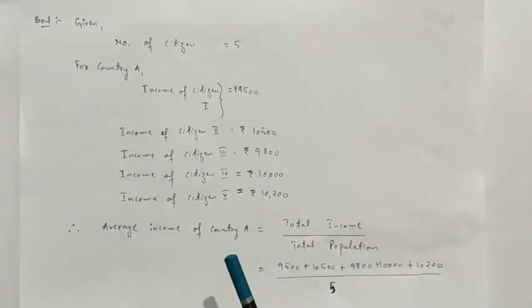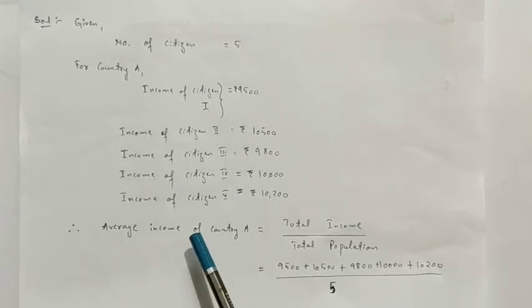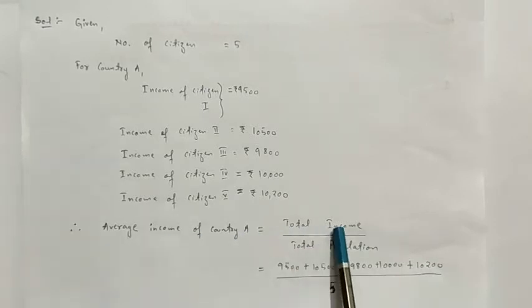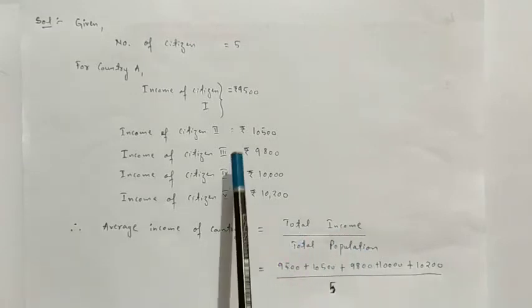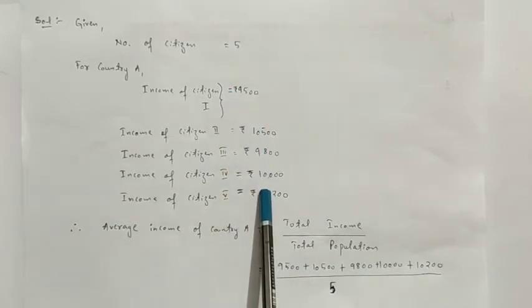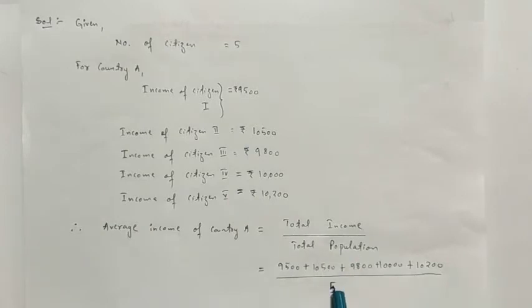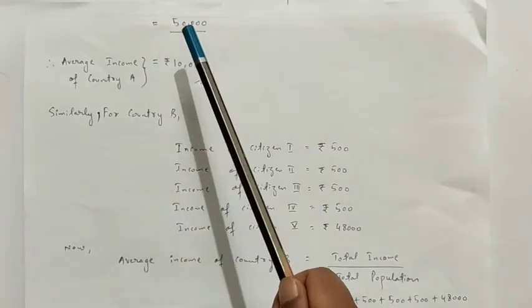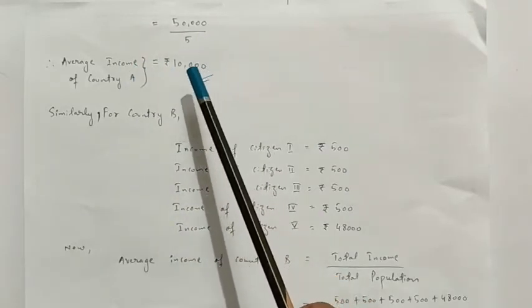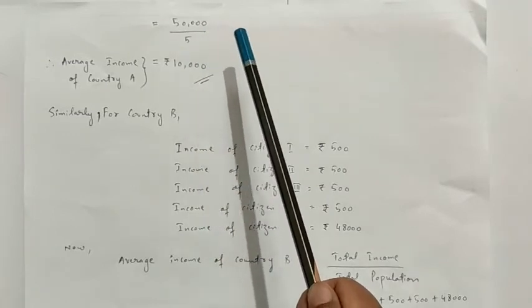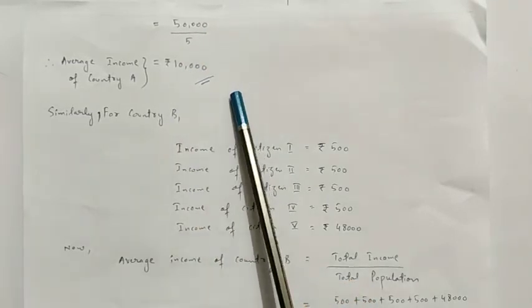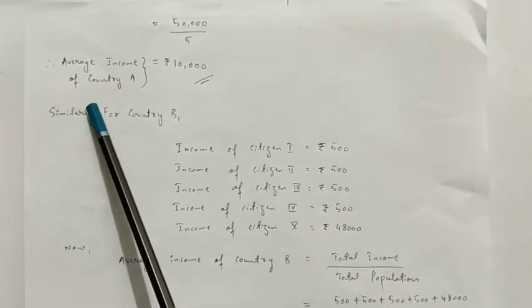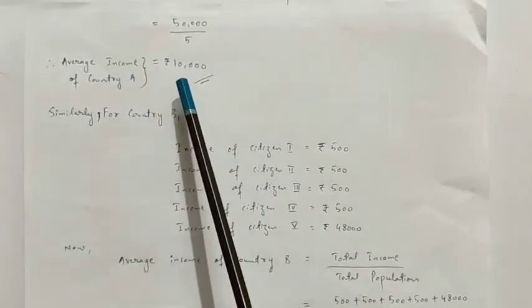As per the formula, the average income of country A is total income divided by total population. For the total income, you have to add all of the given incomes of the 5 citizens and divide it by the total population, which is given as 5. After adding the income, you will get 50,000 divided by 5, and when it is divided by 5, you get 10,000. Therefore, the average income of country A will be rupees 10,000.